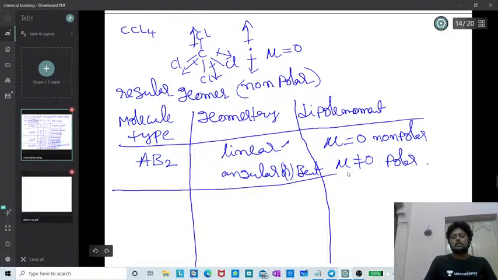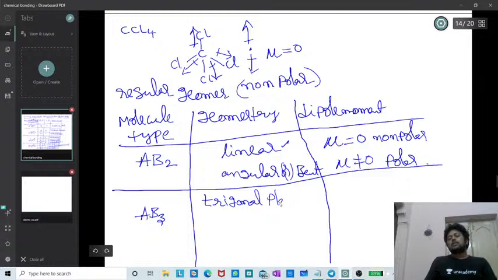Next, AB3. AB3 means regular geometry, trigonal planar. In the trigonal planar, dipole moment nu, it is a regular geometry, R. This is a regular geometry. This is also R. R means regular geometry. Regular geometry dipole moment is equal to 0. It is a non-polar molecule. Non-polar.